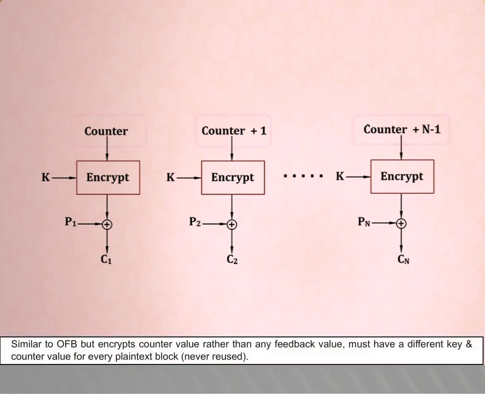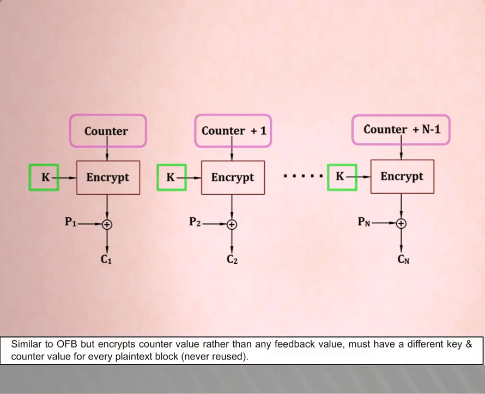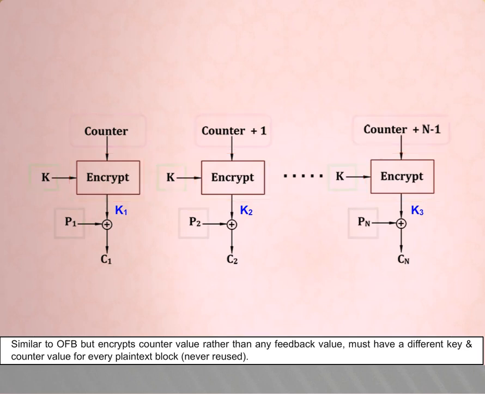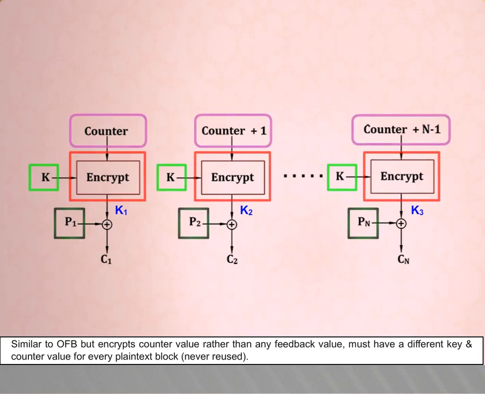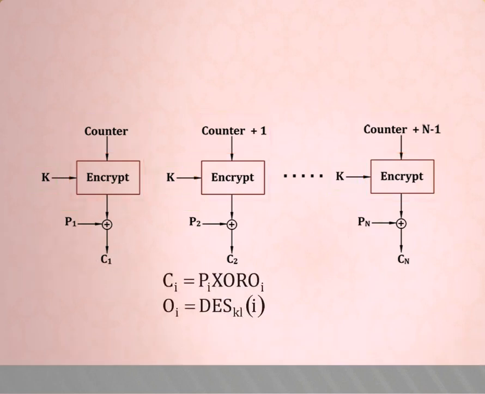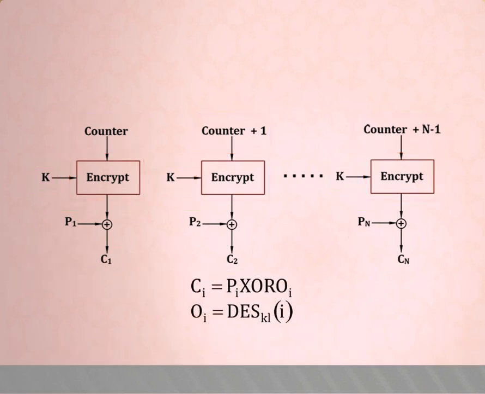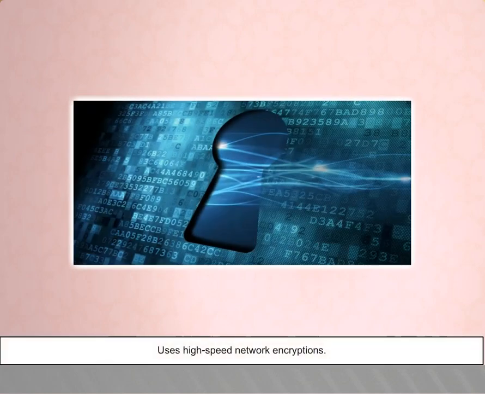Similar to OFB but encrypts a counter value rather than any feedback value, and must have a different key and counter value for every plaintext block, never reused. Ci is equal to Pi XOR Oi. Oi is equal to DES K1 of i. Uses high-speed network encryptions.